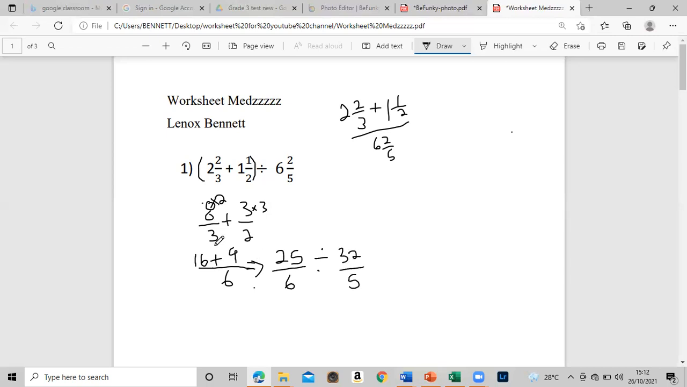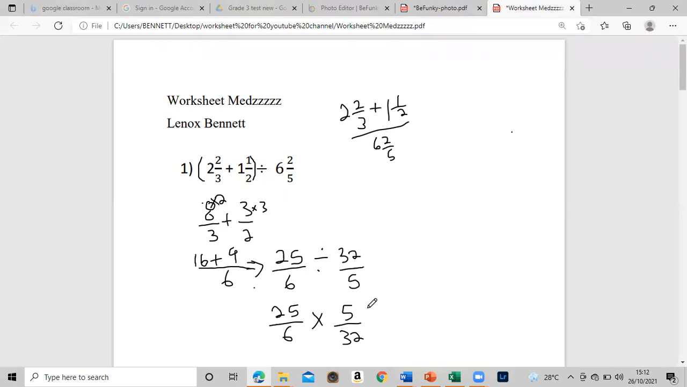But we know that when we are dividing, it's actually like we are multiplying. So change the division to multiplication and invert the last fraction. Lord, that one looks like stress. So 5 times 5, 25. 5 times 2 is 10, and that's 125.